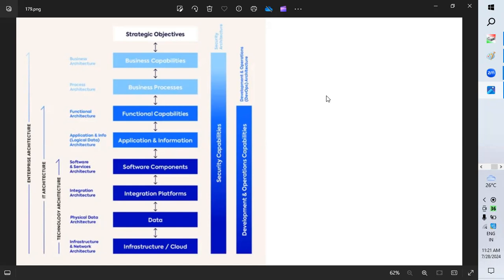So here you can see this is all about the high level understanding of enterprise architecture, IT architecture, and at the same time technology architecture, by understanding the functional capabilities, application, information, and all that. So whenever we are working as a software architect, on a high level note, there are a few things we must know.